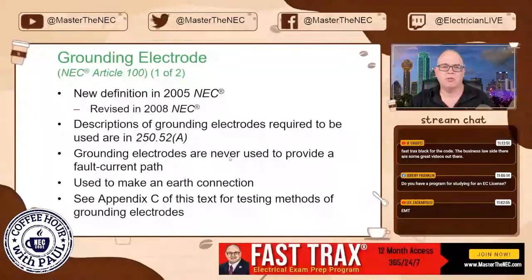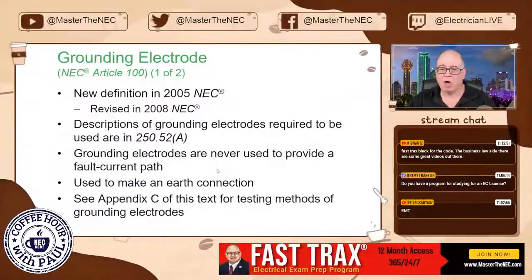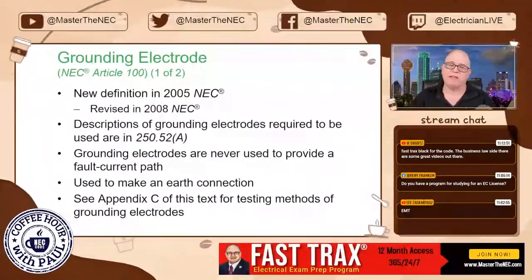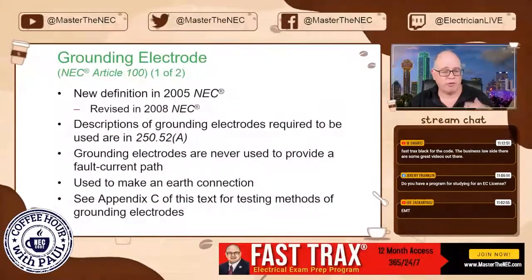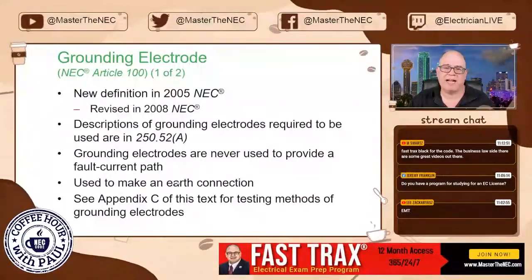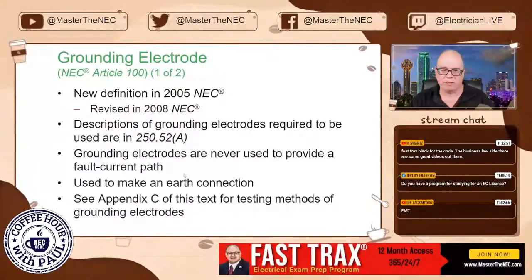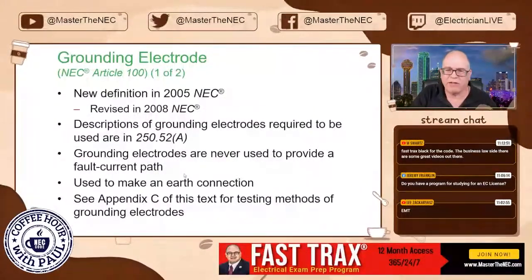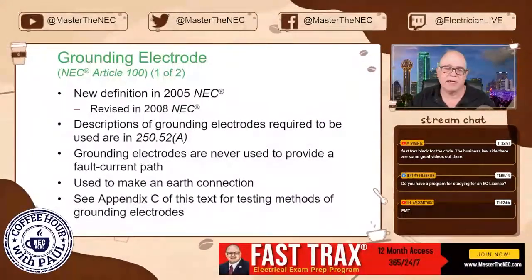Grounding electrodes. The definition was revised in 2008. All of the grounding electrodes that you see are in 250.52(A), so check those out. We are going to cover those in future episodes. Grounding electrodes are never used to provide a fault current path. That is not why we put electrodes in. They are not to be part of a ground fault current path. That is not what they're there for, okay?